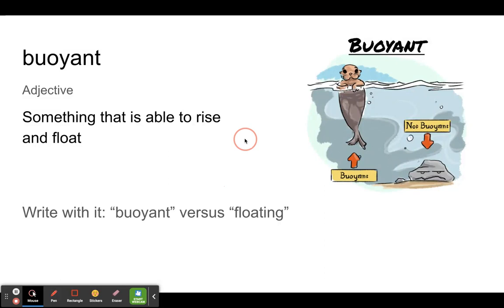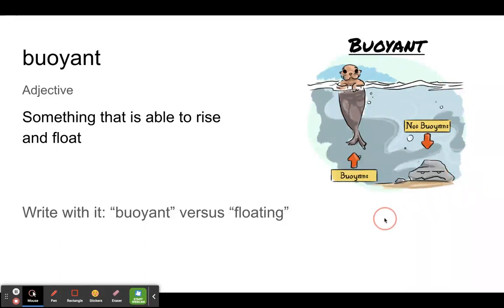Buoyant is an adjective, something that is able to rise and float. We have this lovely illustration here. This otter is buoyant because it floats in the water. Its body naturally floats. The rock is not buoyant because it does not naturally float. It sinks to the bottom.